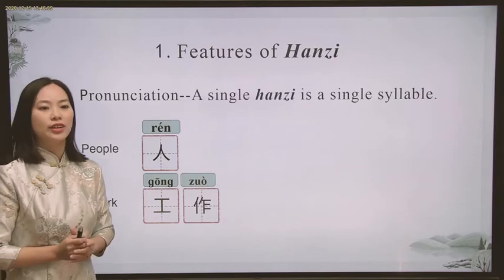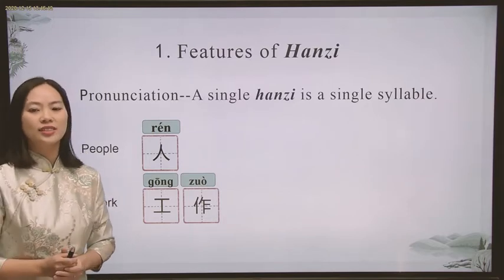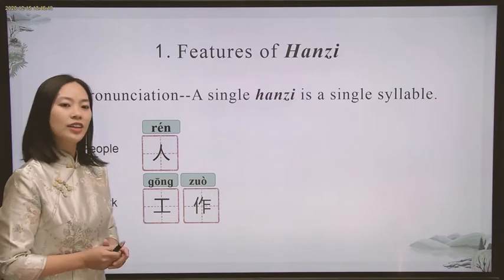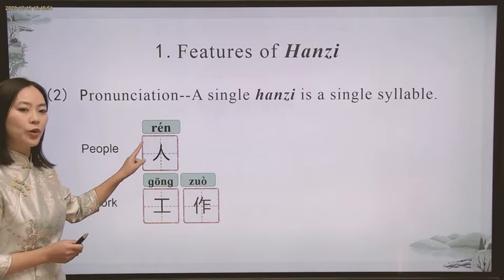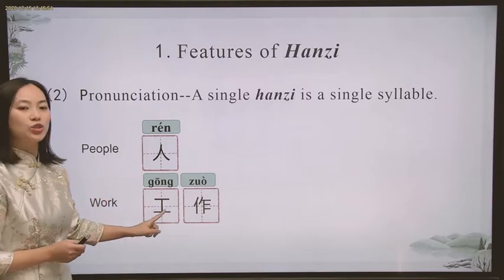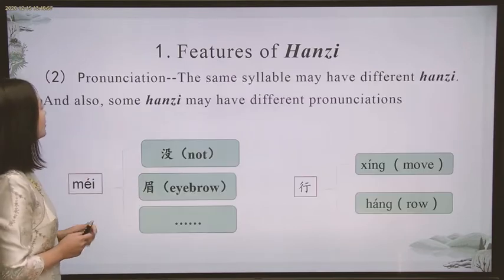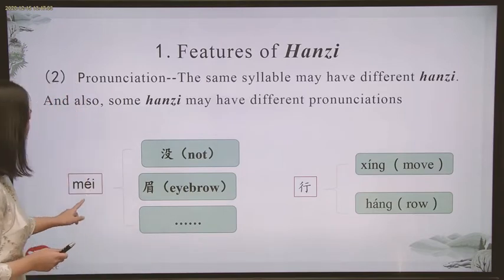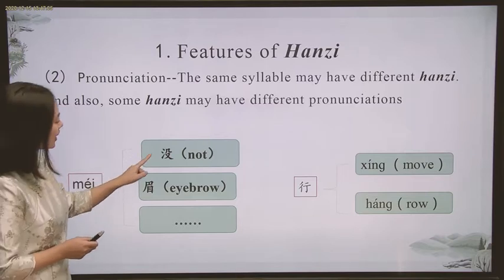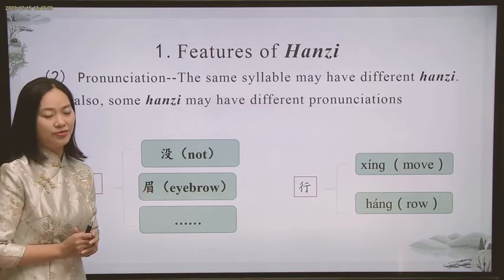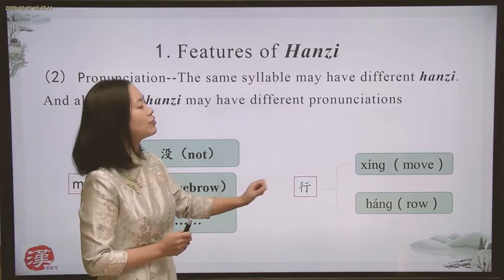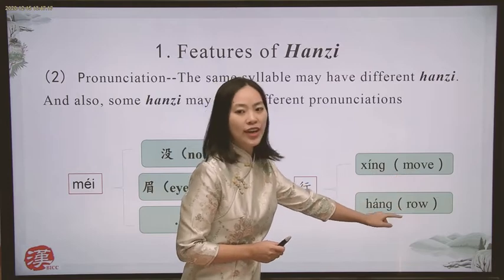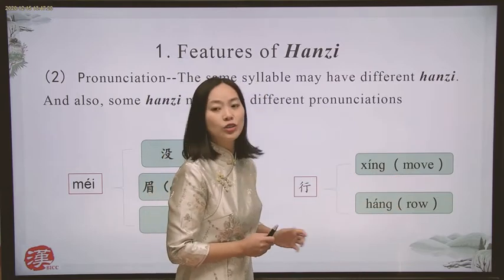In terms of the pronunciation, a single Hanzi is a single syllable and does not always correspond to a word, such as this word has only one character, while this word has two characters. And the same syllable may have different Hanzi, such as Mei, which can have different characters with different meanings. And also some Hanzi may have different pronunciations, like this character for to move and roll is pronounced 行 and 行 respectively.